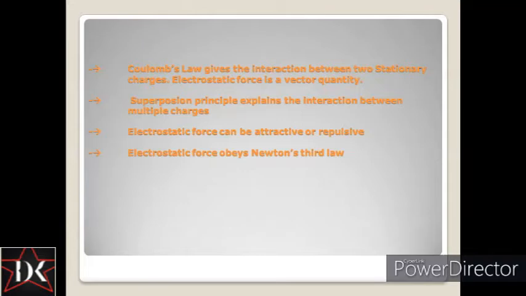Now we will see a quick recap of what we have seen so far. Coulomb's law gives the interaction between two stationary charges. Electrostatic force is a vector quantity. The superposition principle explains the interaction between multiple charges. Electrostatic force can be attractive or repulsive. Electrostatic force obeys Newton's third law of motion.